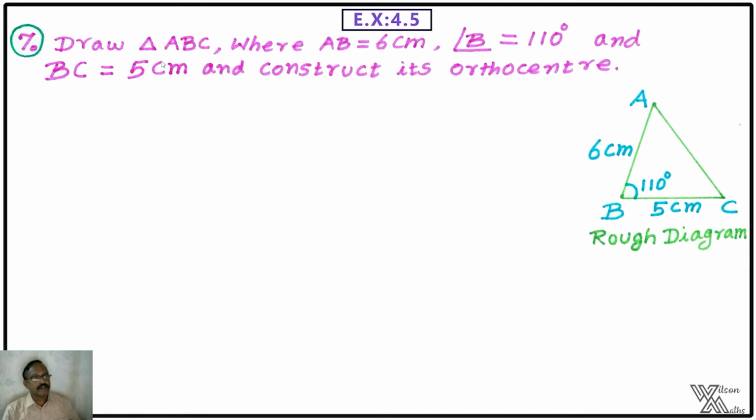First, with the given measurements, draw a rough diagram. So, AB equal to 6 cm, the top A, base BC, join ABC, AB equal to 6 cm, angle B equal to 110 degrees and BC equal to 5 cm. This is the rough diagram. First we have to draw.